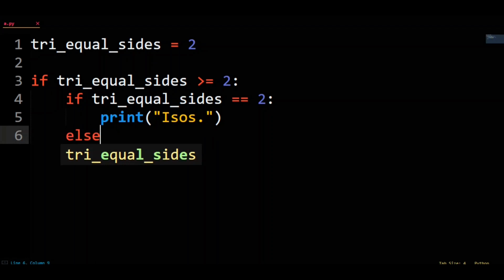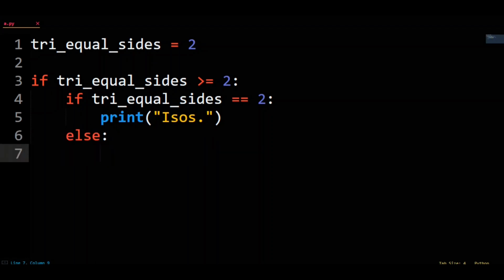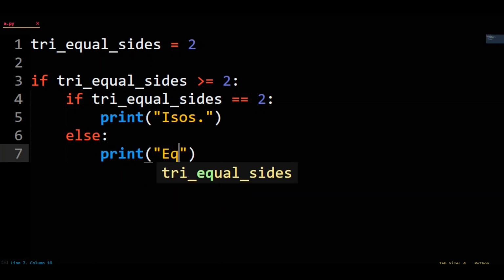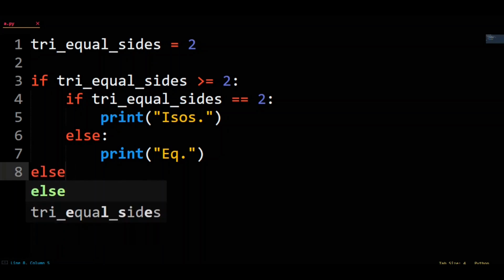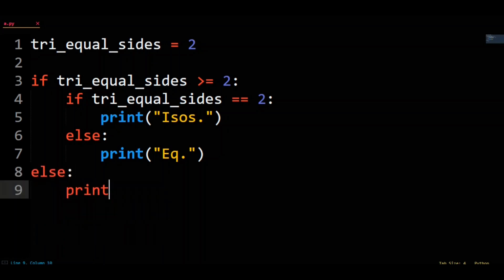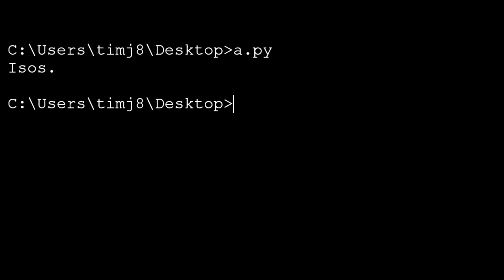Else, meaning the triangle has 3 equal sides, we'll print equal. One level back out, else, print scale. So, if we run this code, we'll see the given triangle is isosceles because it has 2 equal sides.